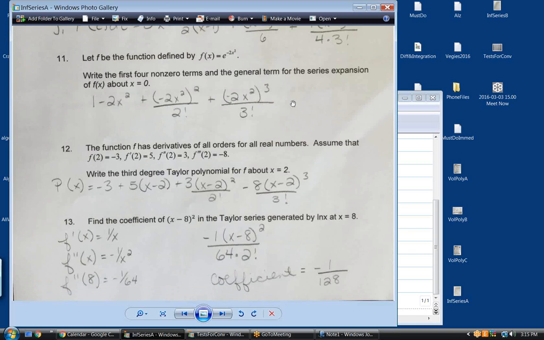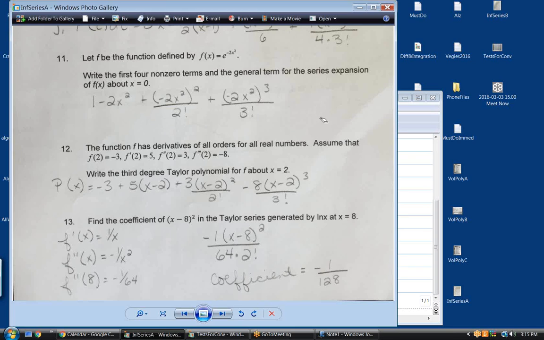Okay, number 11, the first 4 non-zero terms for that expansion. And she's listed them. So there's not a whole lot of work to do. This is no more difficult than anything else. We're going to do the f of 0, which is 1. And then we're going to do the f prime evaluated at 0, and that's going to be minus 2x squared, and so forth and so on. Any questions about that? Now, I did take this one step further and come up with the nth term.